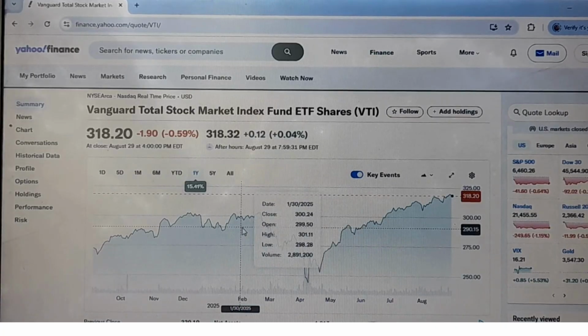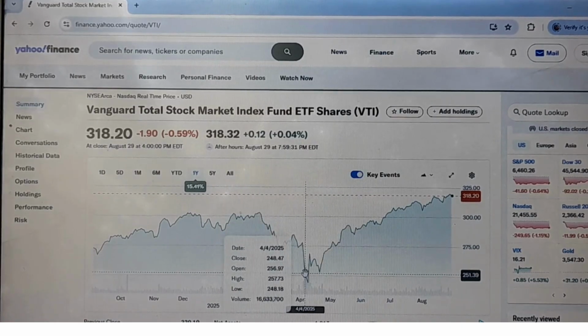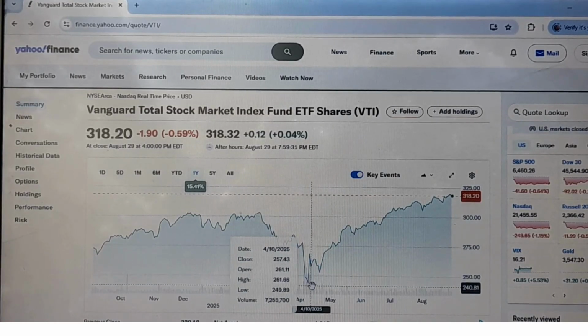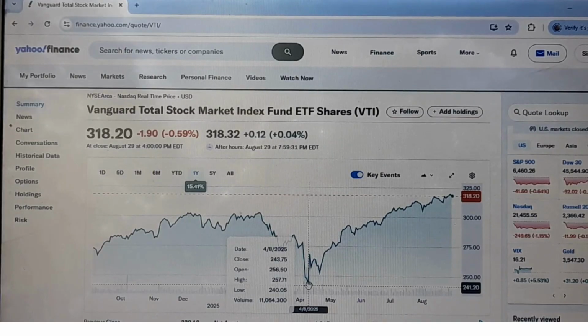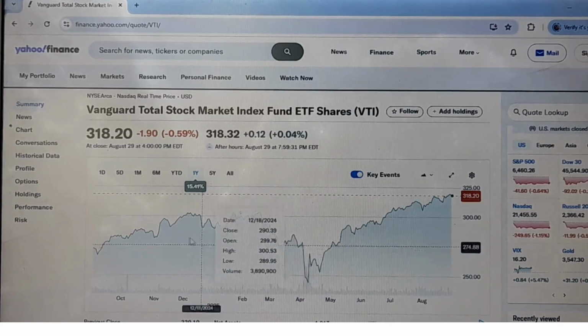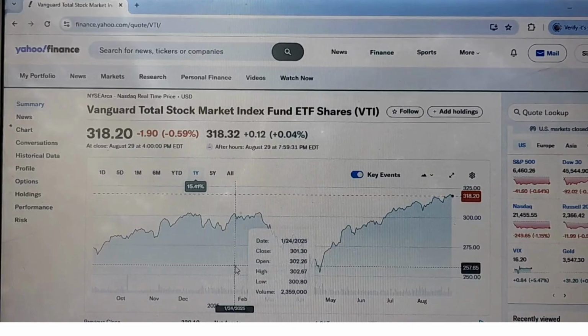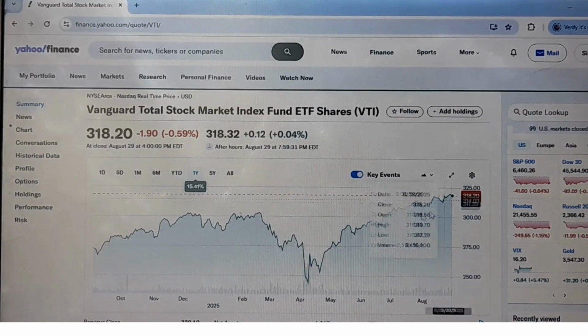So if you are holding VTI, it's good to hold VTI for the long term, because it may hit this price and you make a very fast emotional decision to let go of VTI, but later on it recovers. So that's how you just check the chart to see the performance, and you can make your own decision whether VTI is good or not.